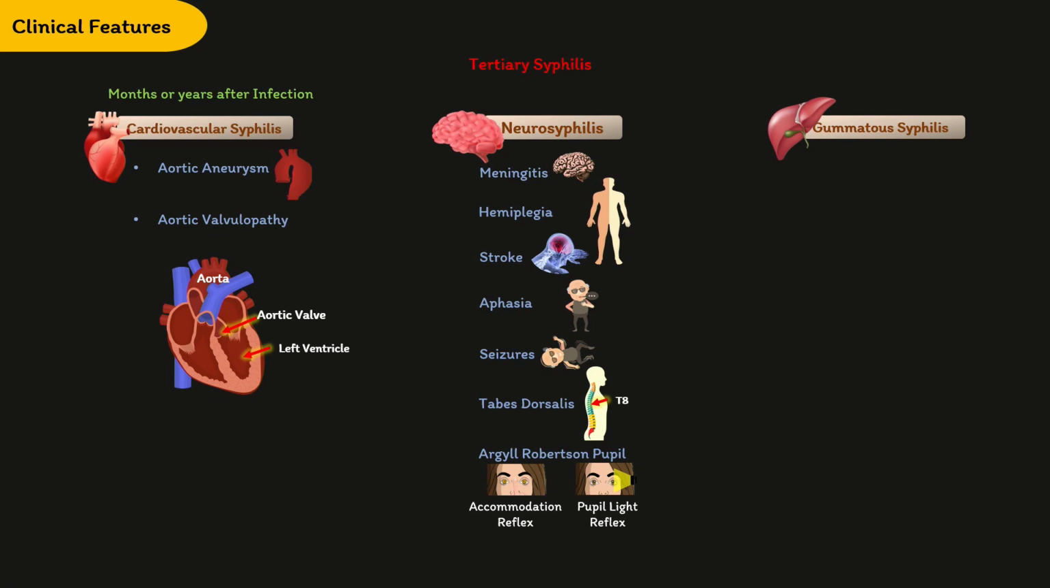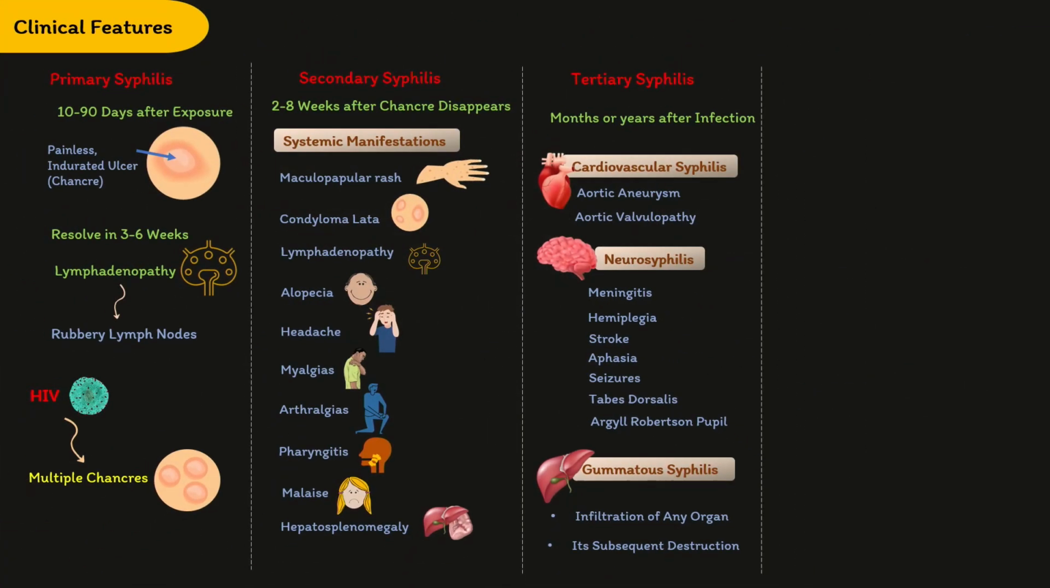Now guys, what is gummatous syphilis? To put it in simple words, gummatous syphilis is an infiltration of any organ and its subsequent destruction. So we're not going to go into much detail about it, and we're going to keep it as simple as possible. Now moving on, let's talk about congenital syphilis.